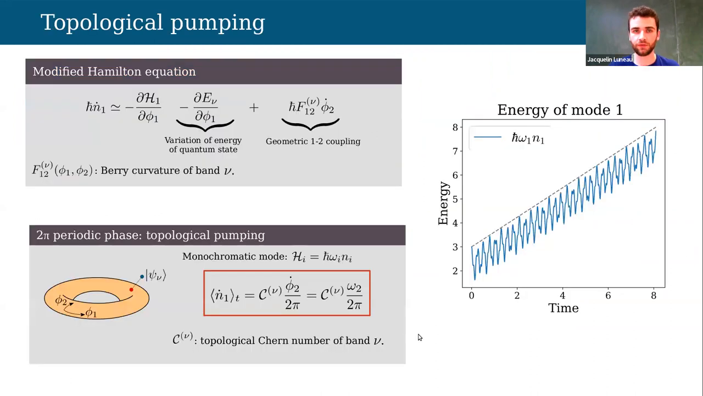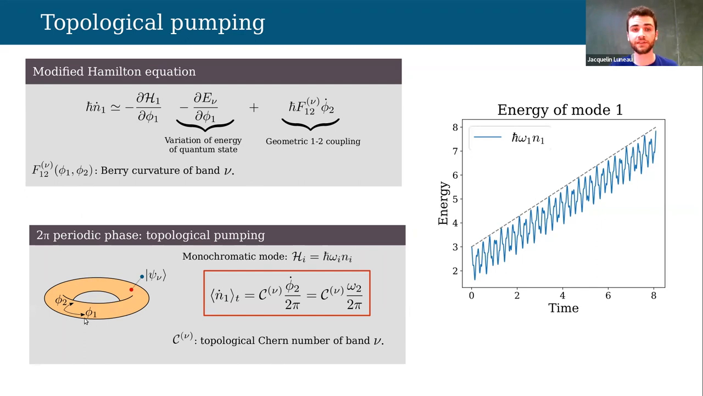So what we saw is that in this modified Hamilton equation, for mode one, we have a term of variation of energy of the quantum state, and the energy-geometrical coupling between the two modes. And then the topological pumping is when phi one and phi two, the configuration space, the space of phi one and phi two, is compact. So when the phases are periodic, then we saw that the Berry curvature, its average value on the torus, is topologically quantized.